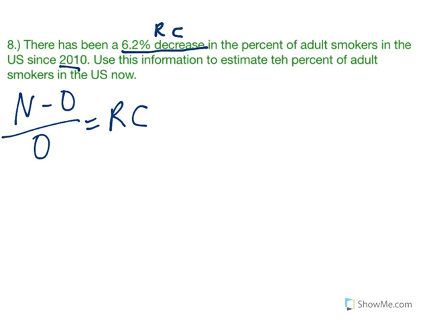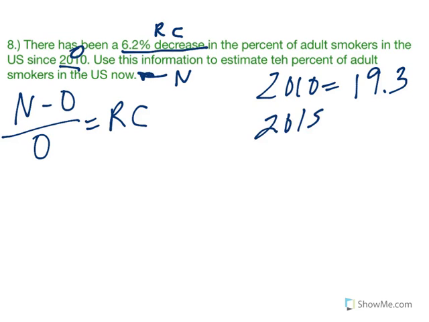Use this information to estimate the percent of adult smokers in the U.S. now. So now would be considered new. 2010 would be old. Well, we know in 2010 that the number of U.S. smokers was 19.3 percentage points, right? So 19.3 out of 100. And now, we'll call it 2015, even though I don't know when this was actually created. We don't know what that is. We're trying to find that.